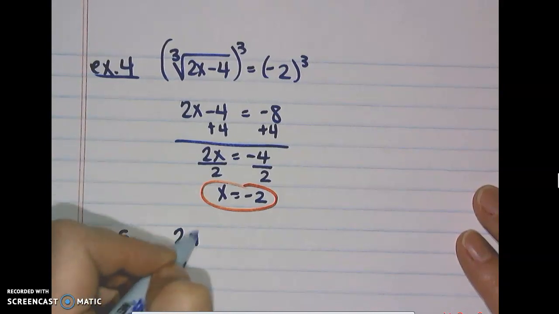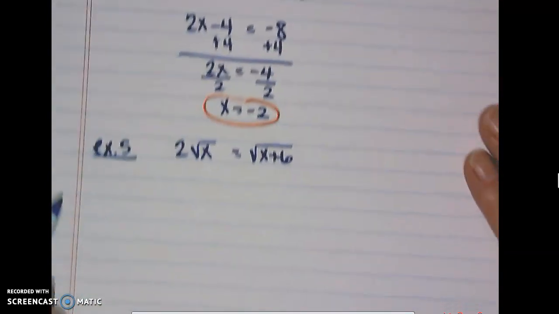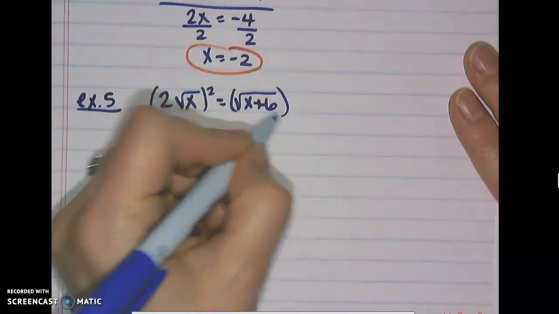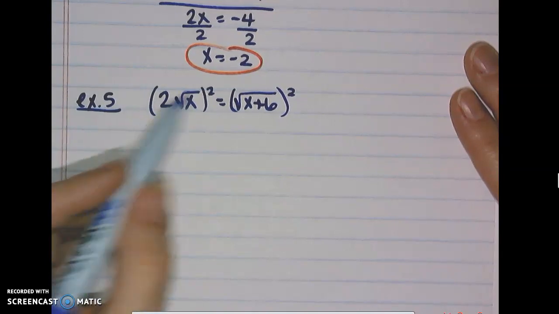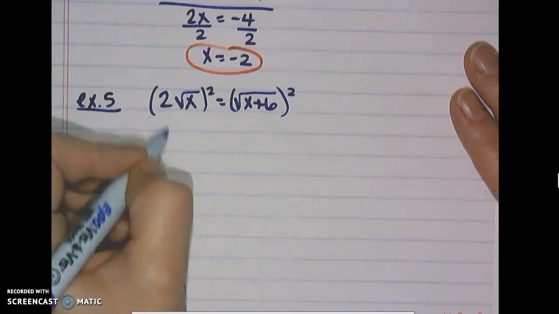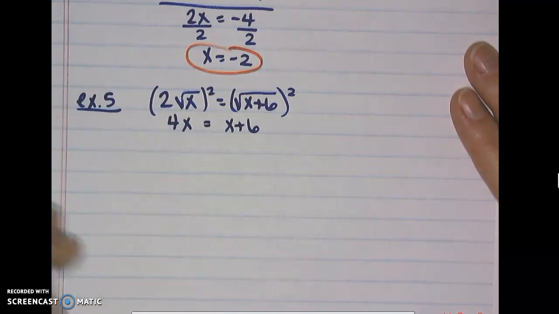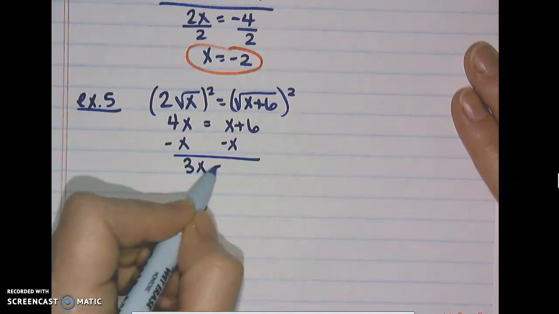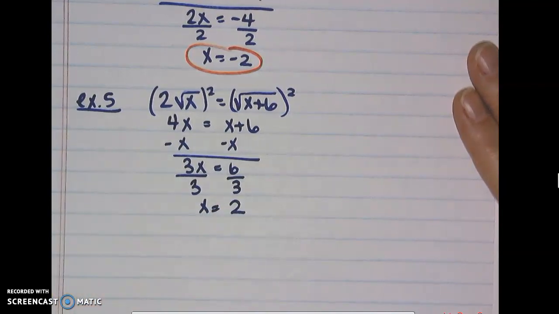All right, what happens if we have 2 times the square root of x equals the square root of x plus 6? So here we do need to work on squaring both sides. If we divided by that 2, it wouldn't do anything. It would probably make things more complicated by creating a fraction. So with this, we're going to square both sides. When we do that, we have to square the number and square the radical. So we're going to get 4x equals x plus 6. And then we subtract x, so 3x equals 6. Dividing by 3, we get x equals 2.